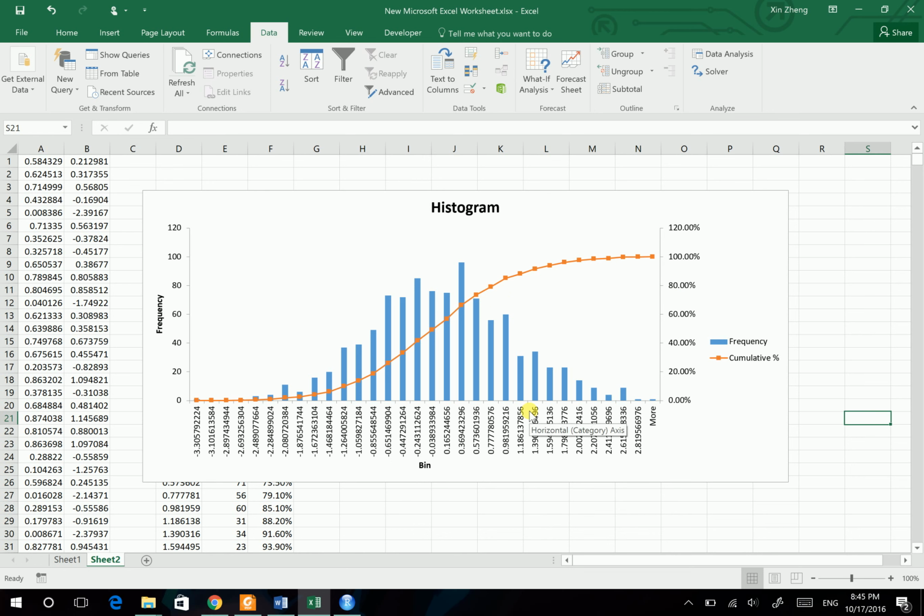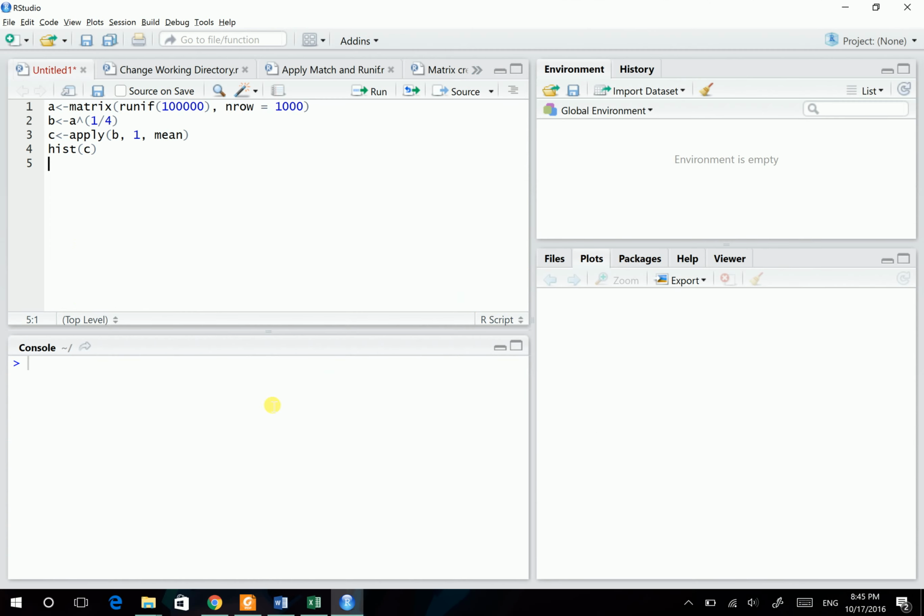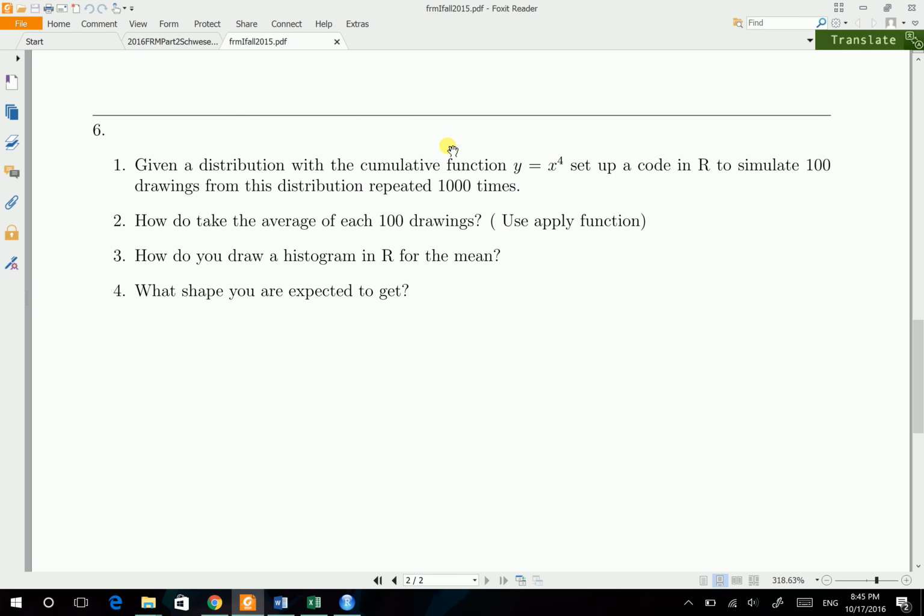Once you simulate the cumulative probability, you can use the function a to the power of 1 over 4. It's just the inverse function of this cumulative function. The y here is the cumulative probability. You tell me the cumulative probability, and if I calculate y to the power of 1 over 4, then I get x, then I get the random numbers. That's how we simulate random numbers from a certain distribution, and this is what we want from this question.